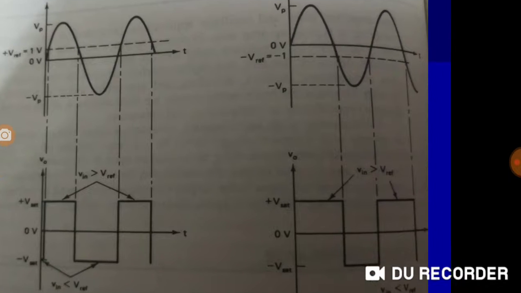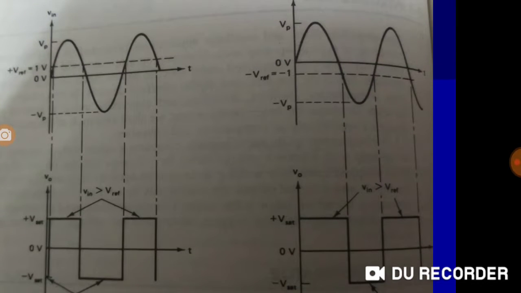Here, as we can see with the positive reference, the conduction started a little late, until the input signal crossed the V reference. There is some delay duration here.